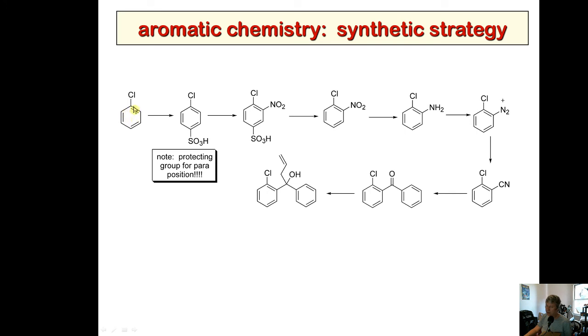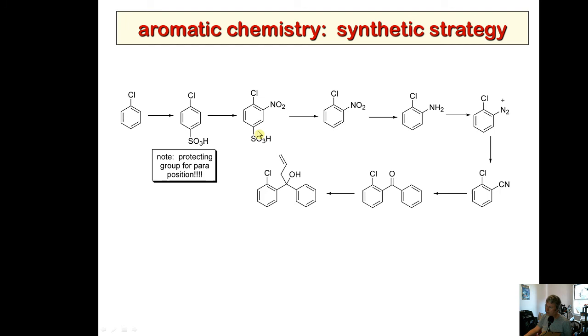Chlorobenzene. The best way to do this when stepping through is usually to have the starting material and the product right next to each other, and then you go downward and wrap around. But in this case, sulfonation. This is a cool strategy. You're trying to attach something to the ortho position, but you got the para position in the way, so you can block the para position with the sulfonic acid. And in this case, we nitrate, then take off the blocking group.